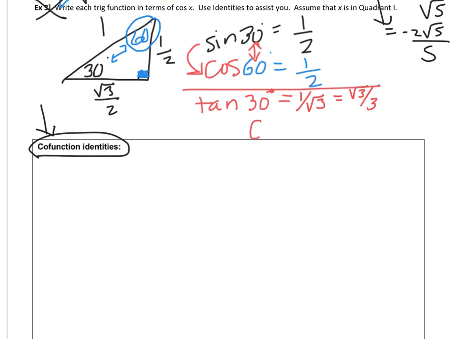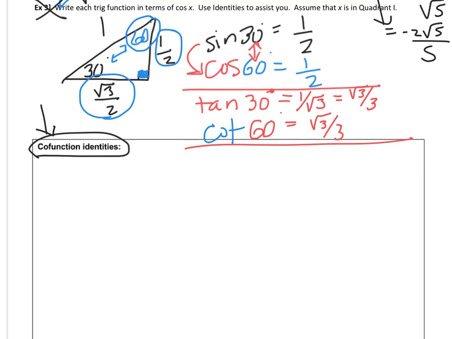So using the 60-degree angle, is there a trig function that I can use to get the exact same ratio? Well, it wouldn't be tangent, it wouldn't be sine, it wouldn't be cosine, it would actually be cotangent of 60. So with cotangent, I'm going to compare the adjacent, which is right here, to the opposite, which is right there, and I'm going to get that exact same ratio that I did before. So what do we know? That tangent and cotangent are cofunction identities.